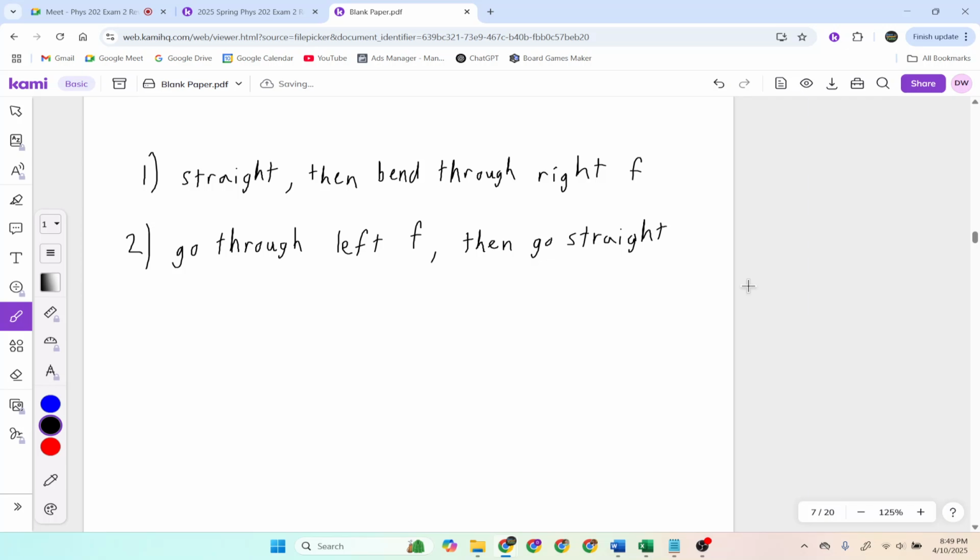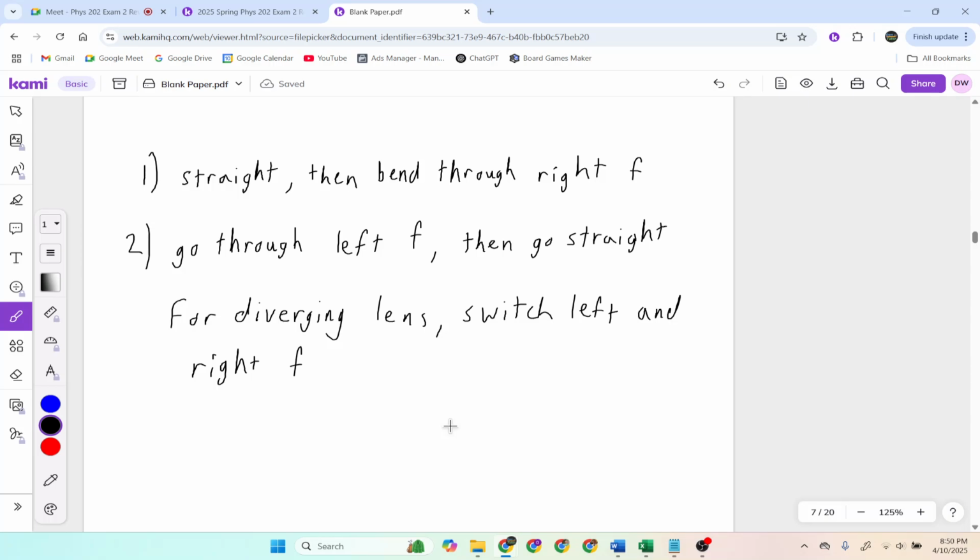And we'll be doing this a bunch in a minute or so. Two more things to note. As promised, for the diverging lens, switch left and right F. Just switch the rules. Straight, then bend through left F, go through right F, then go straight. Again, we'll be doing practice with that.